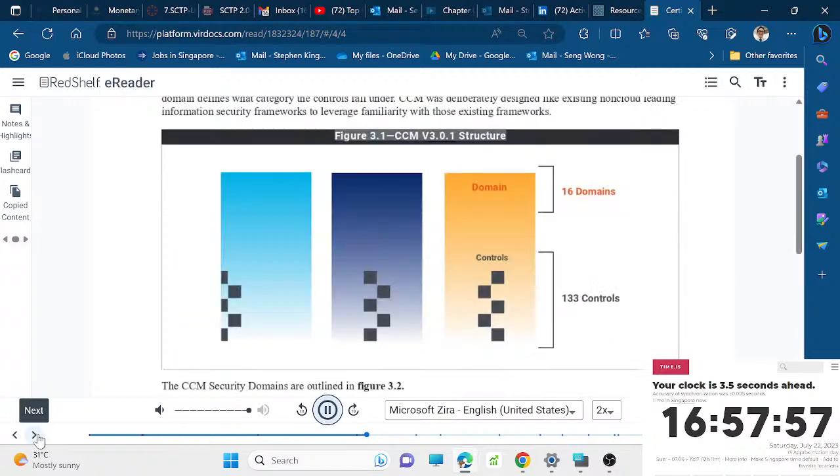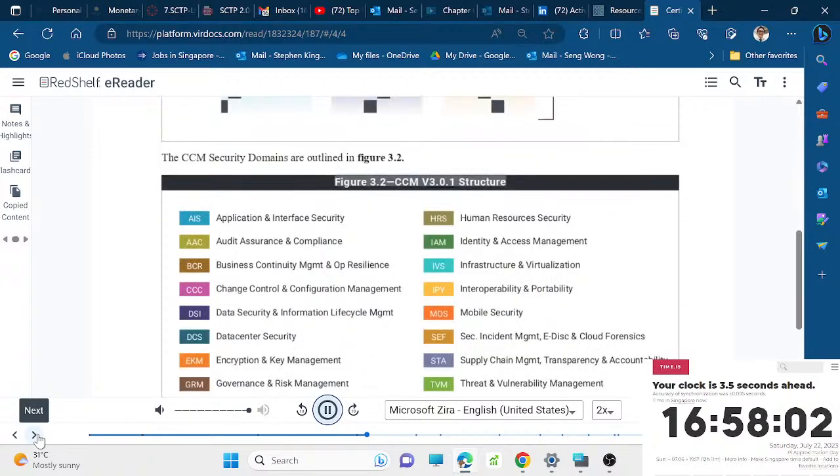Figure 3.1 CCM v3.0.1 Structure: 16 Domains, 133 Controls. Figure 3.2 CCM v3.0.1 Structure. AIS Application and Interface Security, AAC Audit Assurance and Compliance, BCR Business Continuity Management and Operational Resilience, CCC Change Control and Configuration Management, DSI Data Security and Information Lifecycle Management, DCS Data Center Security, EKM Encryption and Key Management, GRM Governance and Risk Management, HRS Human Resources Security, IAM Identity and Access Management, IVS Infrastructure and Virtualization Security, IPY Interoperability and Portability, MOS Mobile Security, SEF Security Incident Management, E-Discovery and Cloud Forensics, STA Supply Chain Management, Transparency and Accountability, TVM Threat and Vulnerability Management.